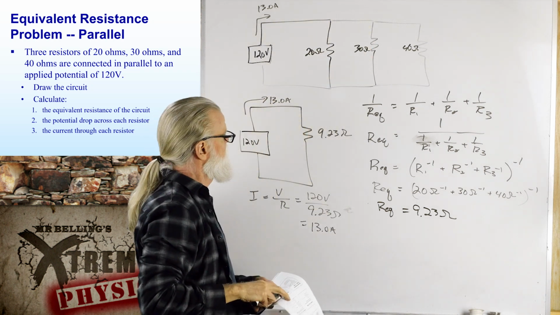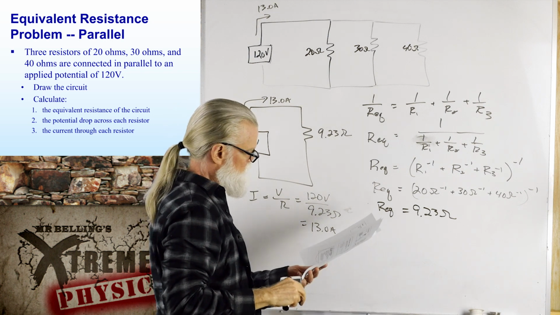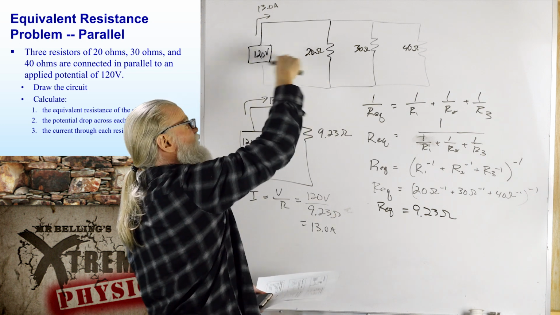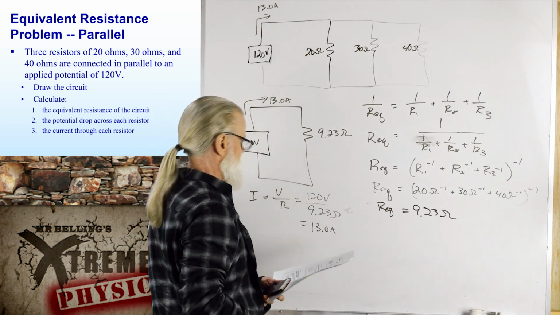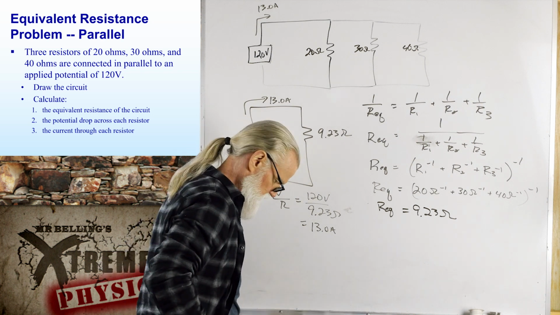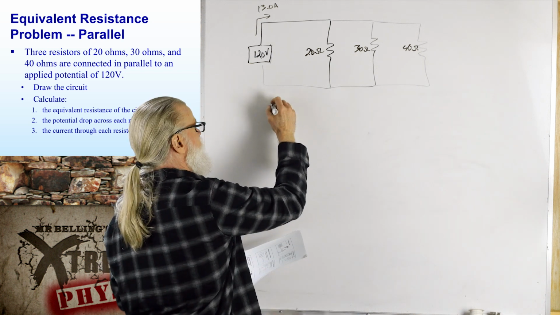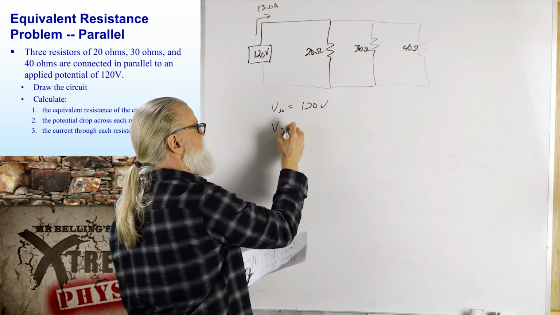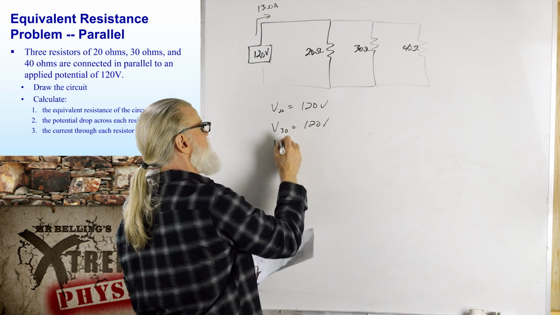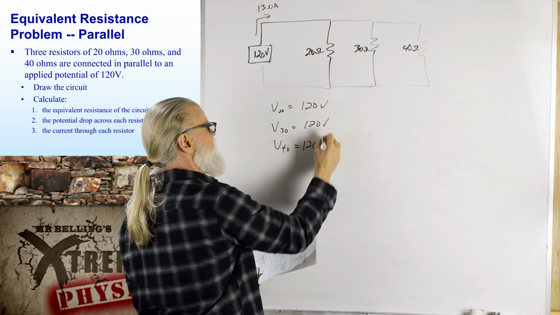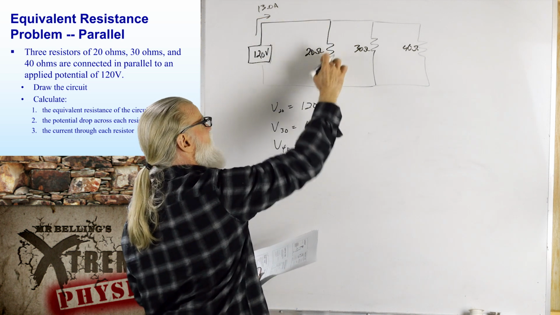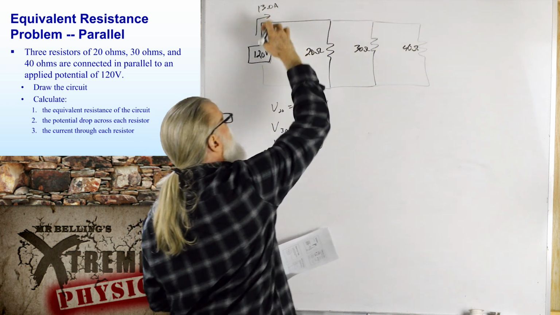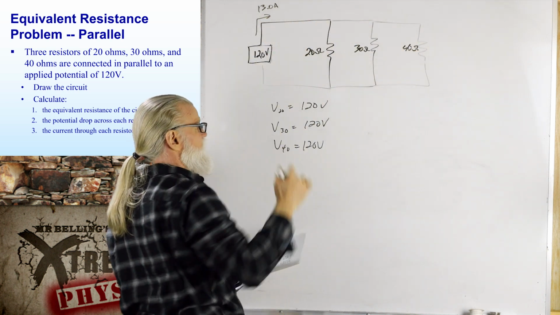The current splits off. So, the next question was, what's the potential drop across each resistor? Well, that's kind of easy, because they're all connected to the 120 volt supply. So each one of them has 120 volts across them. The voltage across the 20 is 120 volts. The voltage across the 30 is 120 volts. Voltage across the 40 is 120 volts, right? They're all connected directly across the power supply.